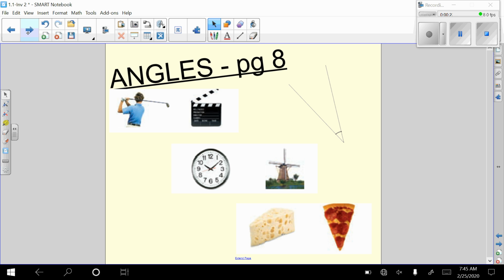Here are some pictures of different angles. You can also think of angles such as pizza or cutting a pie, or maybe even that looks kind of like a Rice Krispie treat.